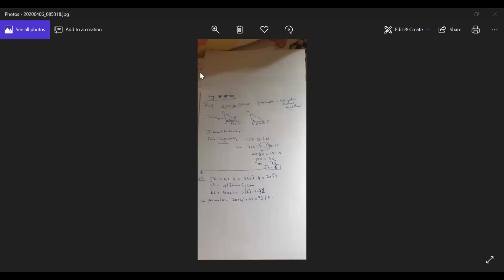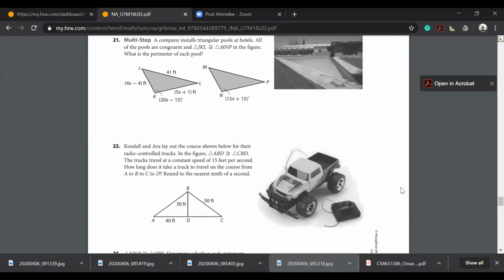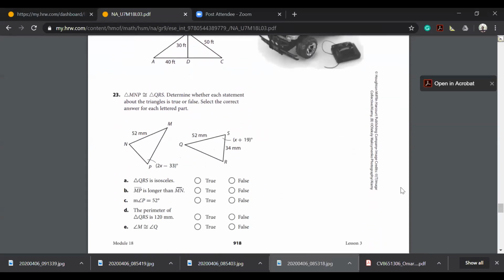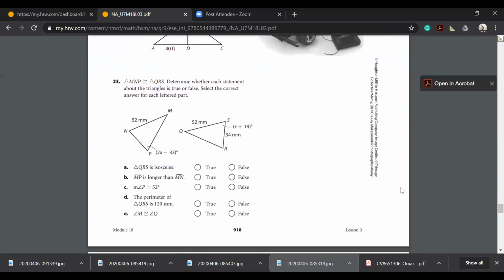Question 23. In question 23, you have 2 triangles and you have some statements that you are required to tell me whether each is true or false. And these are our 2 triangles. Triangle MNP is congruent to triangle QRS. Okay? Let's begin with the first question.